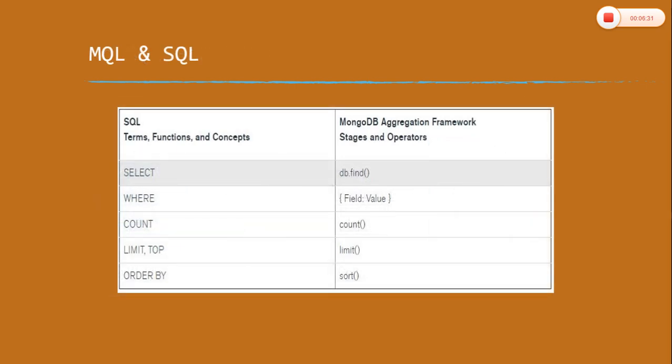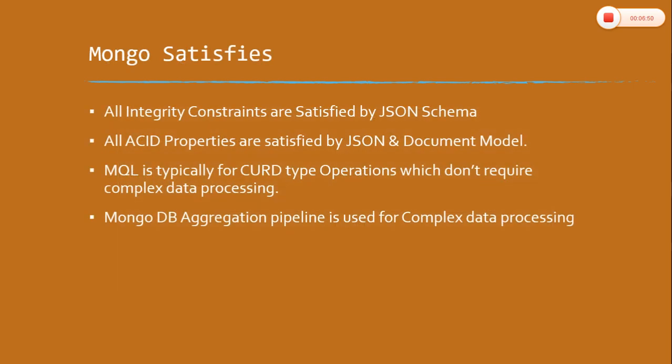Now, what are MQL and SQL? In a relational database, we have the structured query language. In the same way, in MongoDB we have the MongoDB query language. SQL functions like select, where, count, limit, and order by are replaced by the find method, the field and value, the count method is the same, limit, and as well as sort. So this is our MongoDB aggregation framework.